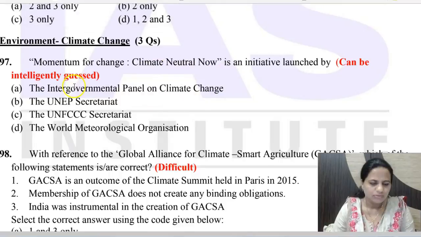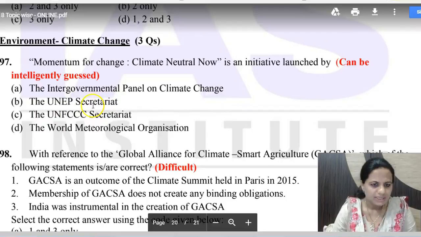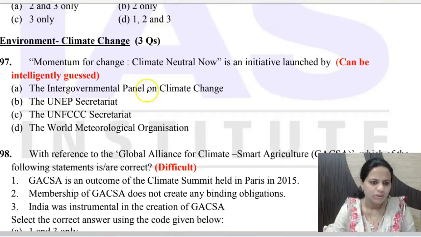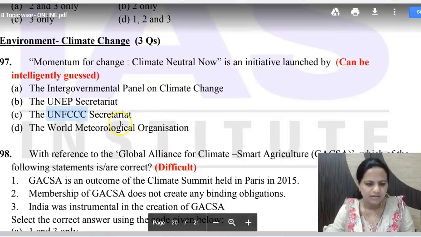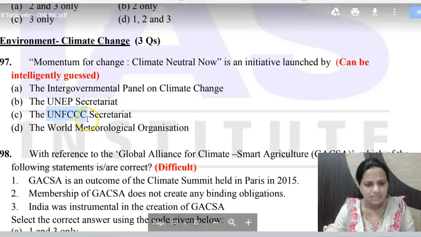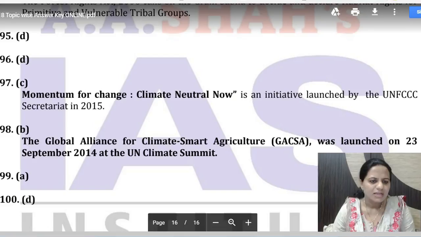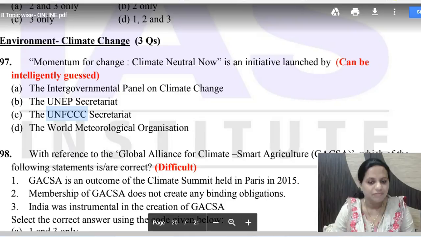UNEP is United Nations Environment Program, again related to environment. Then World Meteorological Organization is regarding weather forecasting. So this Climate Neutral Now may not be an initiative of these. So A and D are surely out. And UNFCCC is one which is quite often in news regarding the convention as such too. United Nations Framework Convention on Climate Change, and COP is being held too. So here 97, actually the correct answer is C. It was an initiative in 2015. An intelligent guesswork may help you in ticking the correct answer.